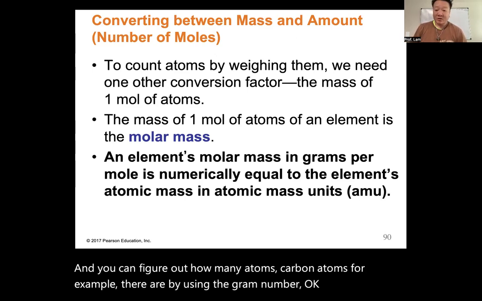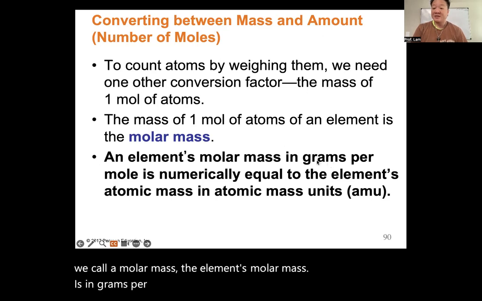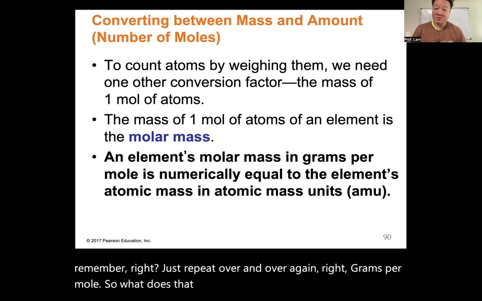So this is what we call a molar mass. The element's molar mass is in grams per mole. That's a unit that I want you to remember. Just repeat it over and over again: grams per mole. So what does that mean? In 1 mole of this atom is this many grams.